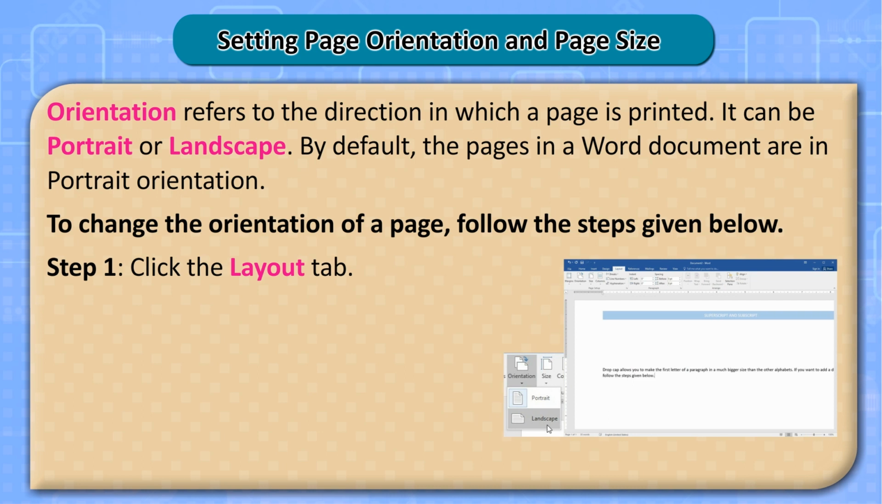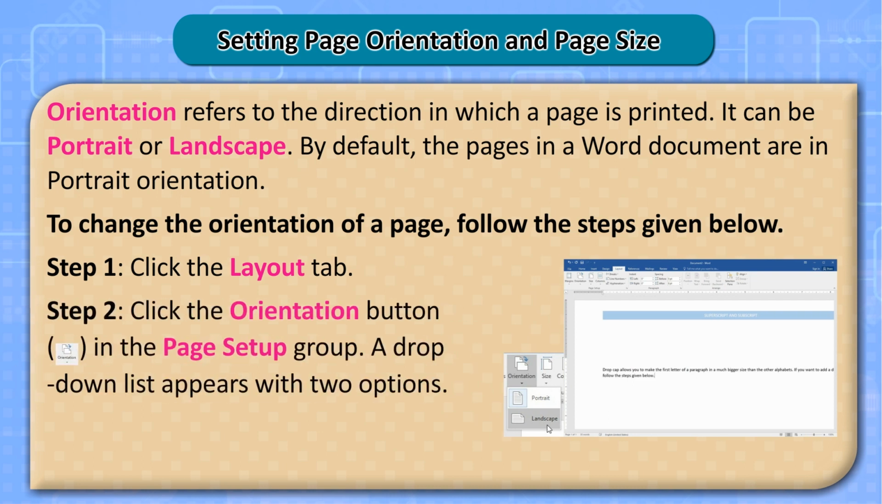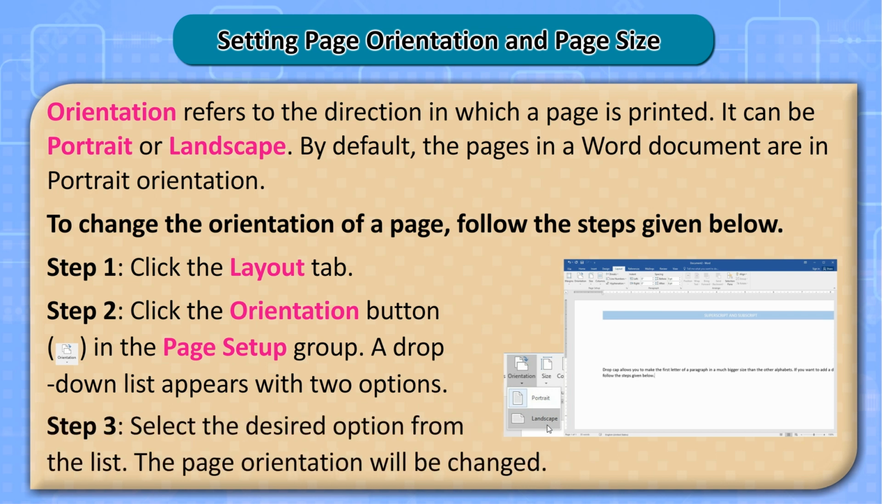Step 1. Click the Layout tab. Step 2. Click the Orientation button in the Page Setup group. A drop-down list appears with 2 options. Step 3. Select the desired option from the list. The page orientation will be changed.